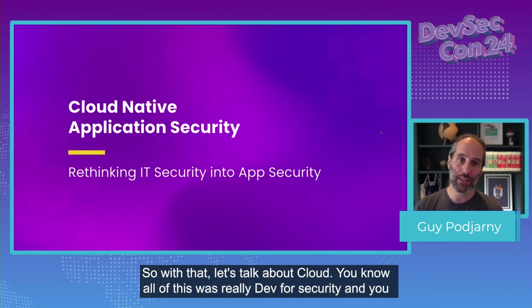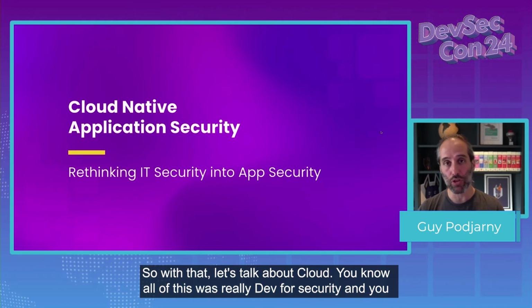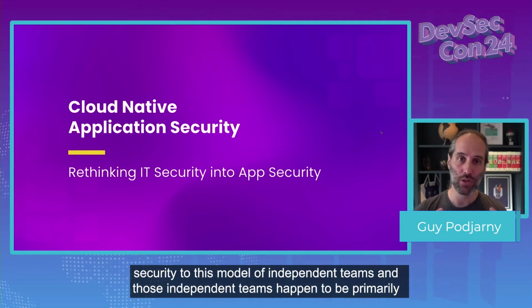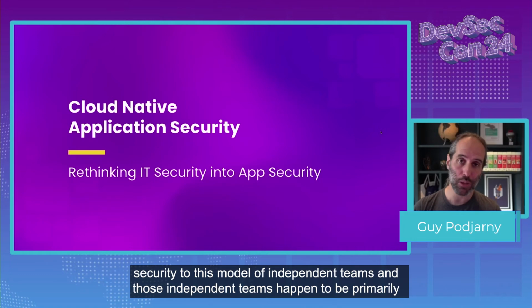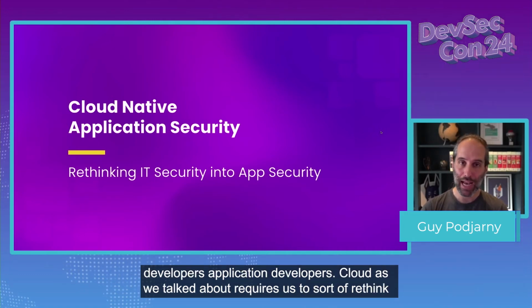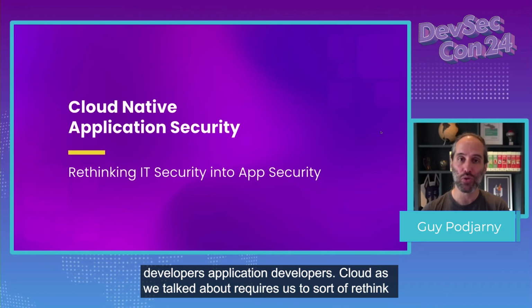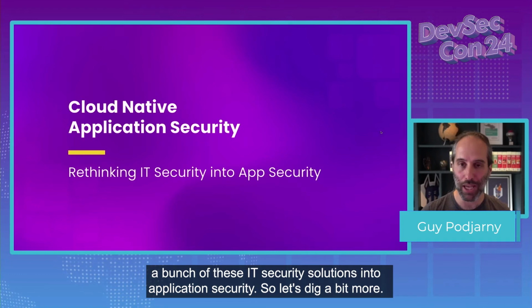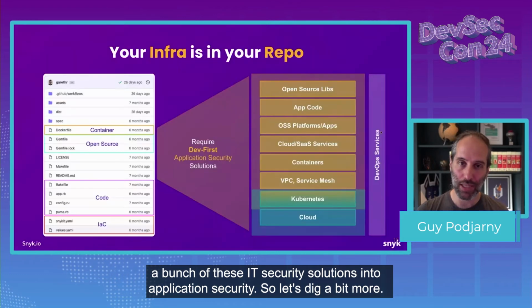So with that, let's talk about cloud. All of this was really dev for security, and you can say dev for security is adapting security to DevOps. Fundamentally, it's around adapting security to this model of independent teams, and those independent teams happen to be primarily application developers. Cloud, as we talked about, requires us to rethink a bunch of these IT security solutions into application security. So let's dig a bit more.